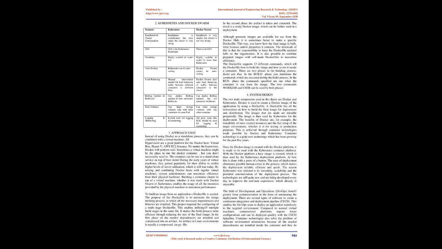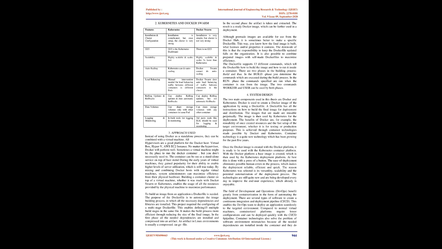Auto-scaling. Kubernetes can do auto-scaling. Docker Swarm cannot do auto-scaling. Load balancing. Kubernetes: manual intervention is needed for load balancing traffic between different containers in different pods. Docker Swarm does auto load balancing of traffic between containers in the cluster. Rolling updates and rollbacks. Kubernetes can deploy rolling updates and does automatic rollbacks. Docker Swarm can deploy rolling updates, but not automatic rollbacks.